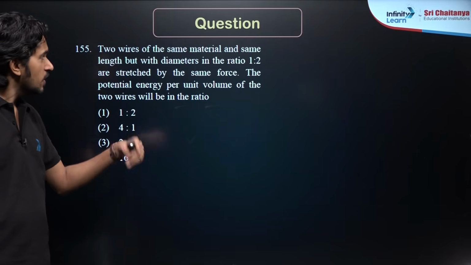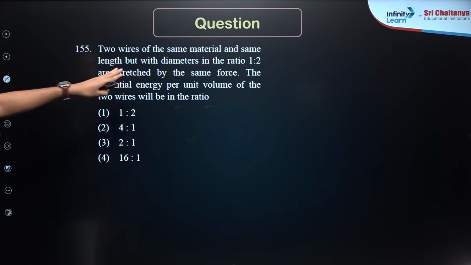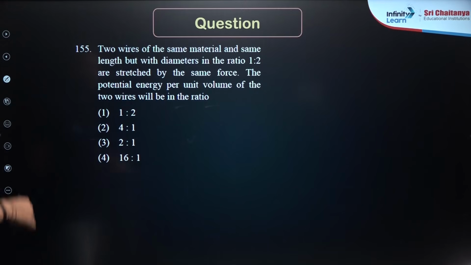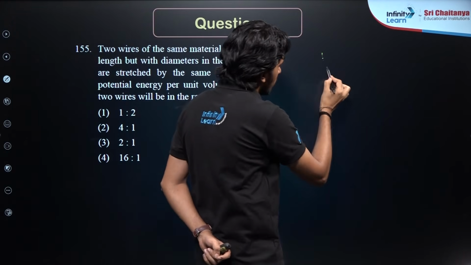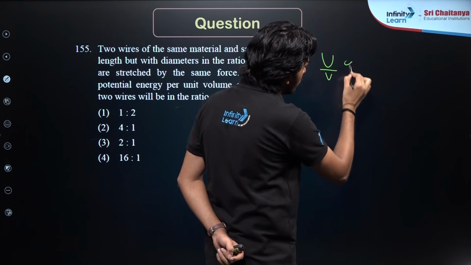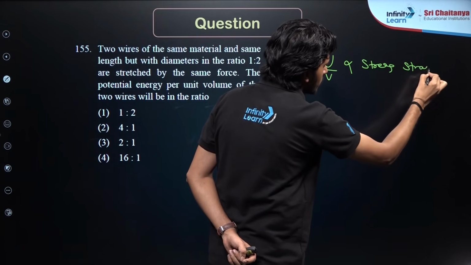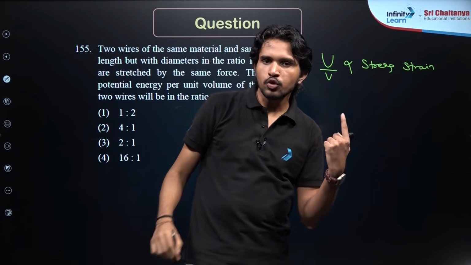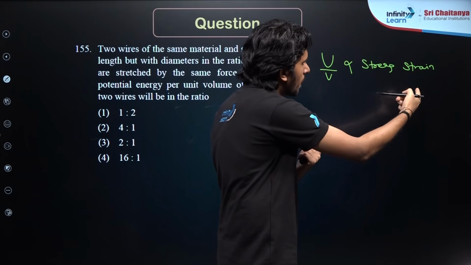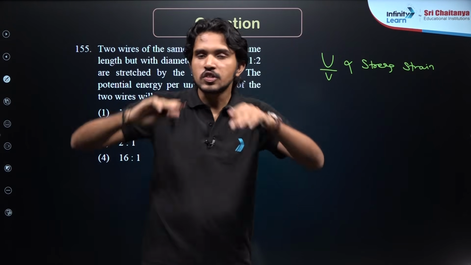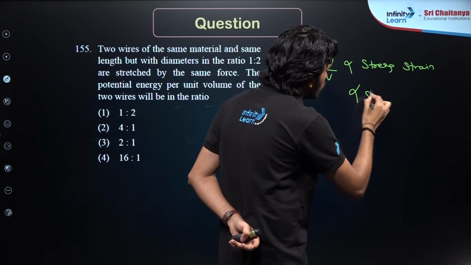Option C. Then we have the next problem: two wires of the same material and same length but with diameters in the ratio 1:2 are stretched by the same force. The potential energy per unit volume of the two wires will be. First of all, energy per unit volume is proportional to the multiplication of stress and strain. Stress could be written as Y into strain, and strain could be written as stress by Y. So that is proportional to stress square as well.